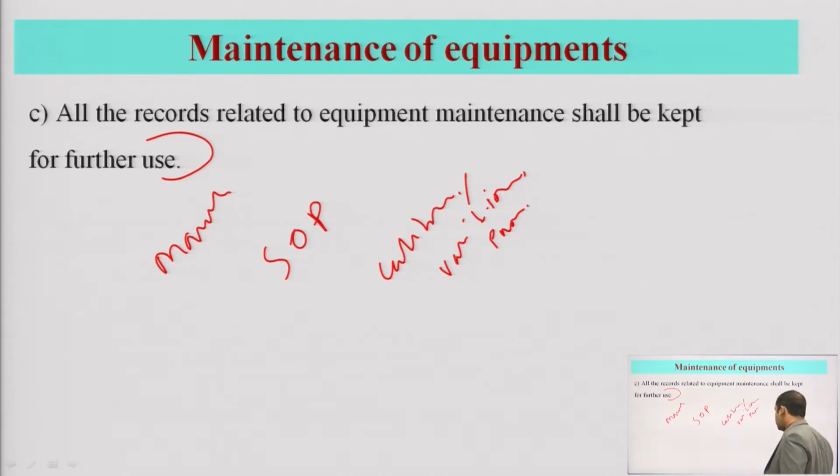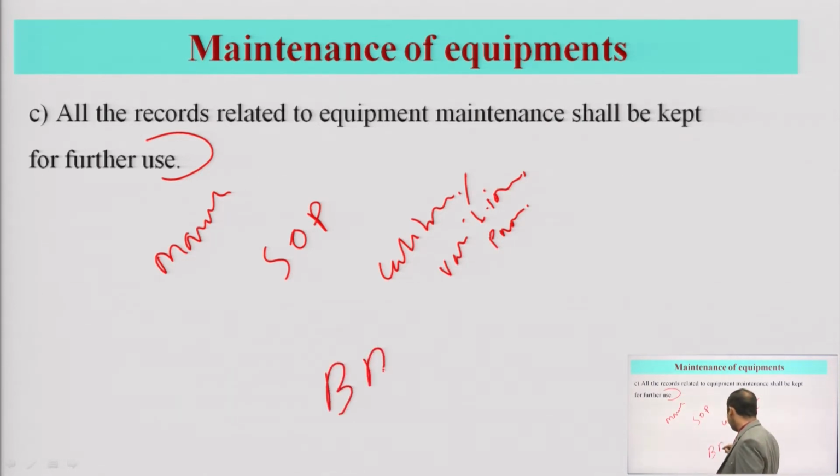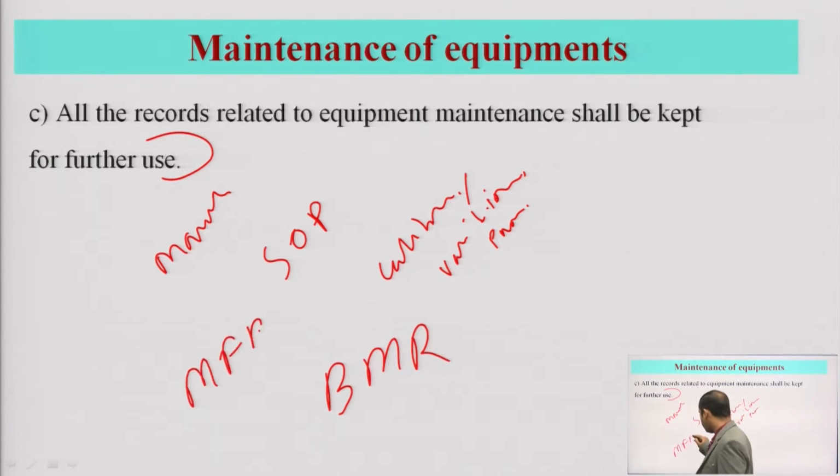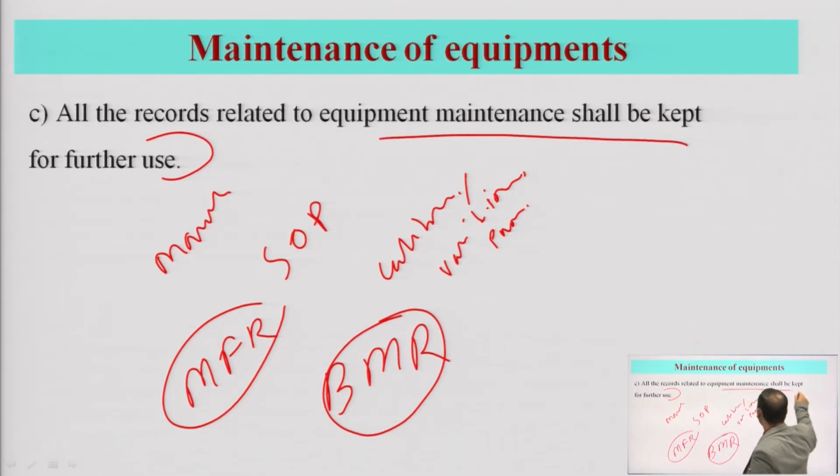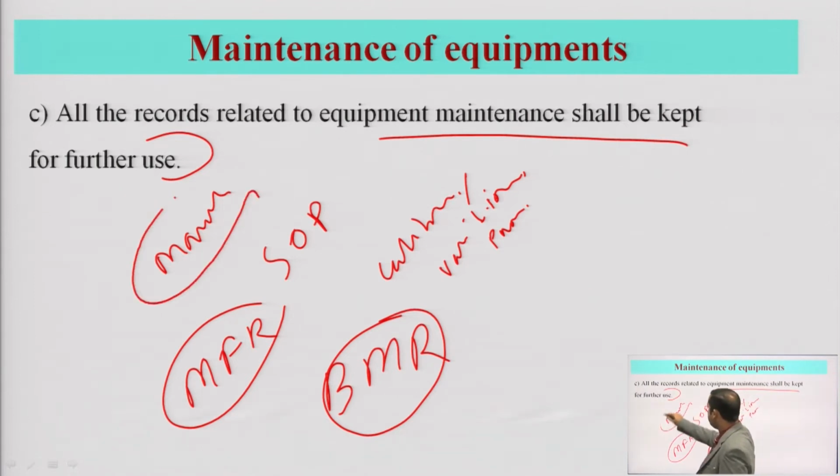Also, sometimes if this instrument is associated with a production activity, then you can also refer to our BMR, MFR, if it is closely associated in this case. So, these things should be kept. Manual, you must have the manual, that should be with you.